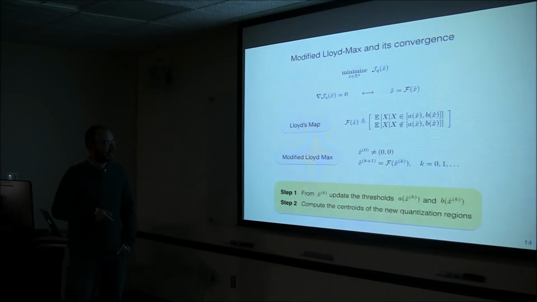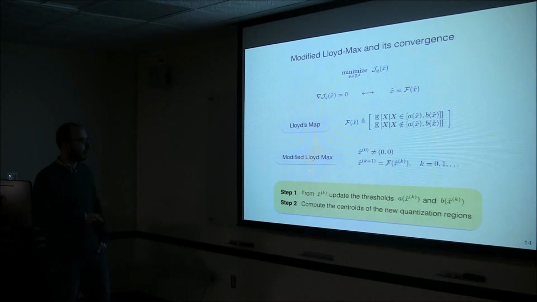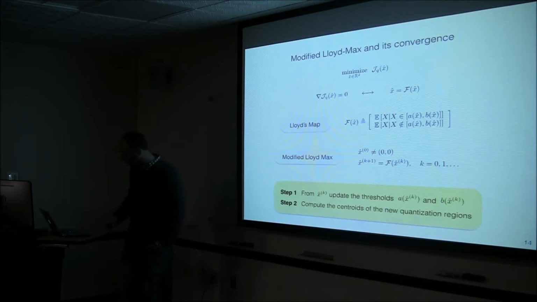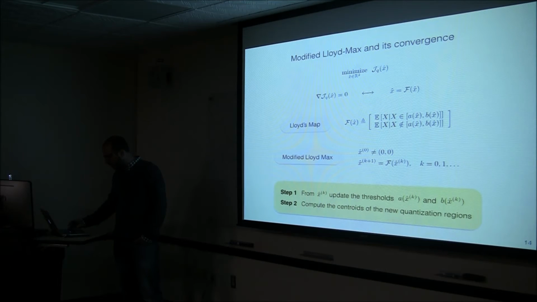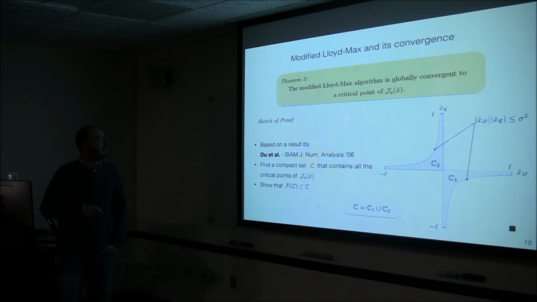But there is a distinction here. Usually in a binary quantization problem, if you have the same distortion metric across quantization regions, then there is only one threshold. Here, because the functions are asymmetric, you have two. So this is not really the Lloyd-Max algorithm, it is a little different. So we call that a modified Lloyd-Max algorithm. Now the question is, does this procedure converge? And the answer is yes.